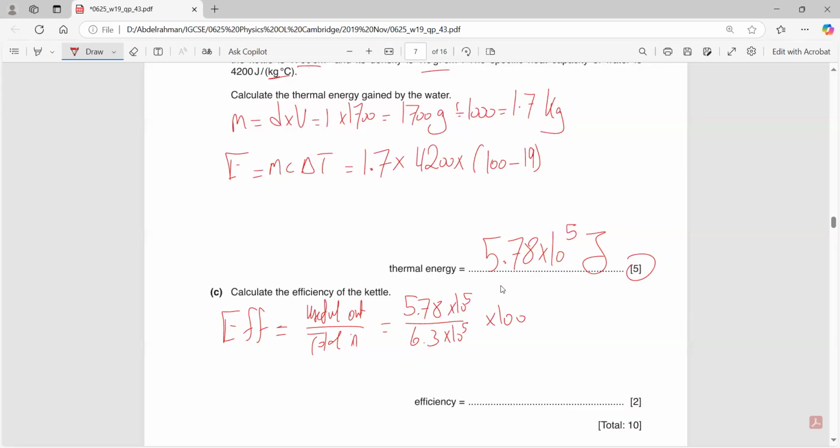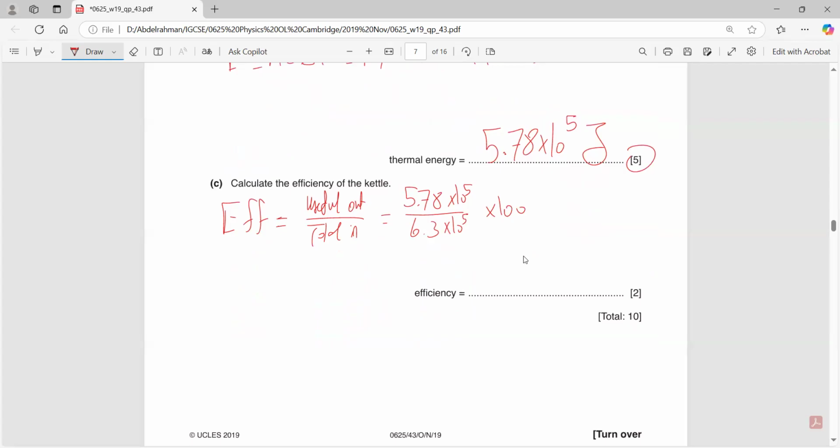0.917, or basically 91.7, or 92%. It is 92%, which is very efficient actually. 92% is very efficient.